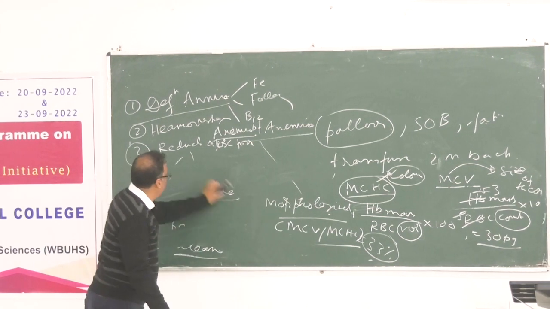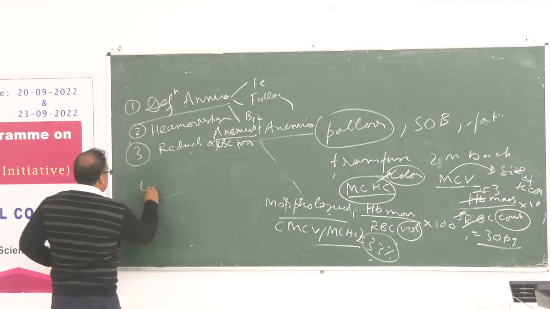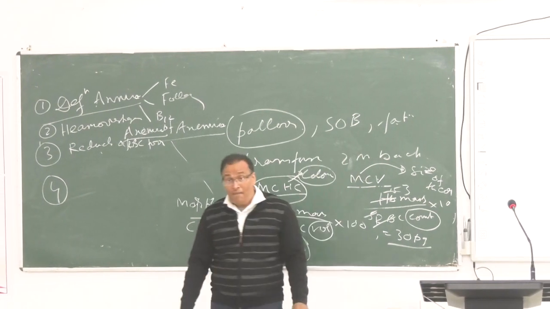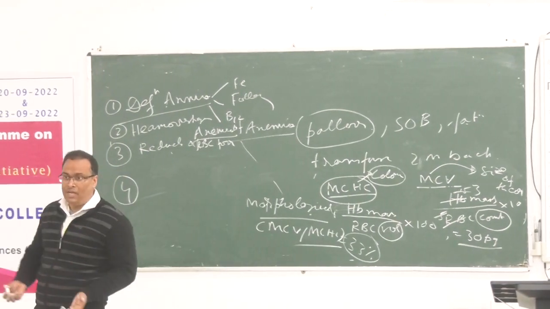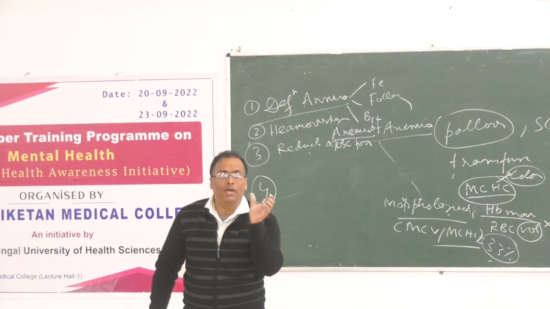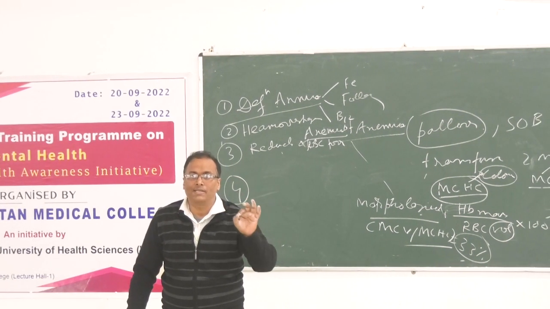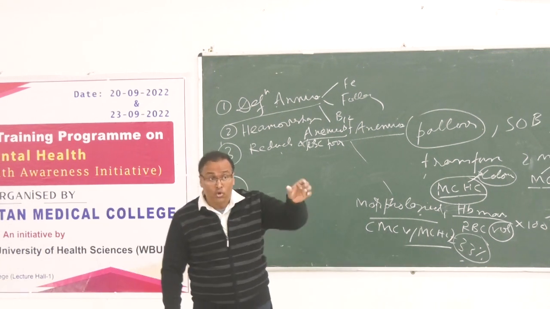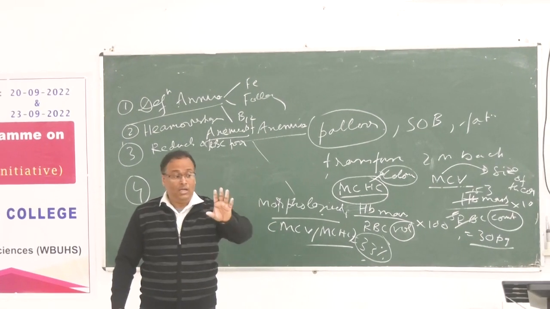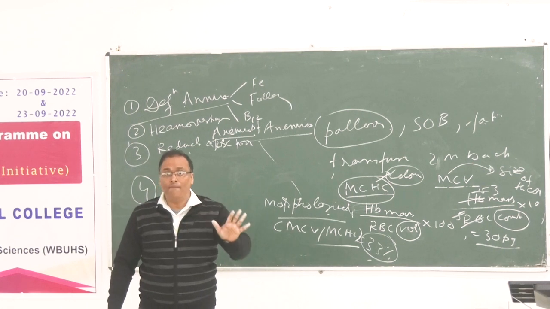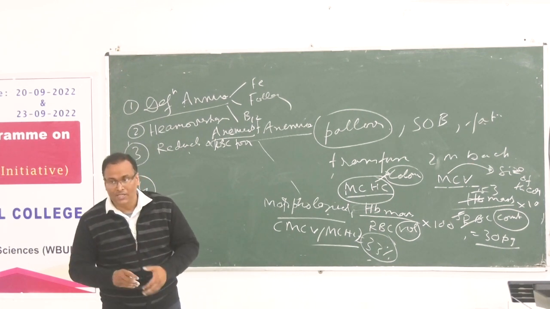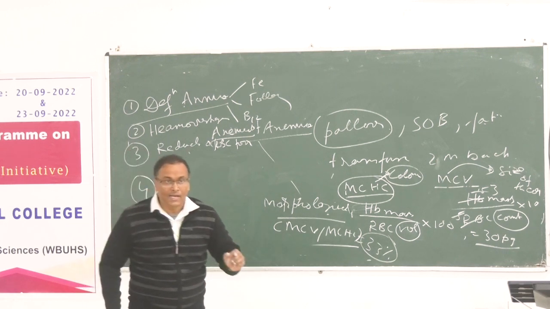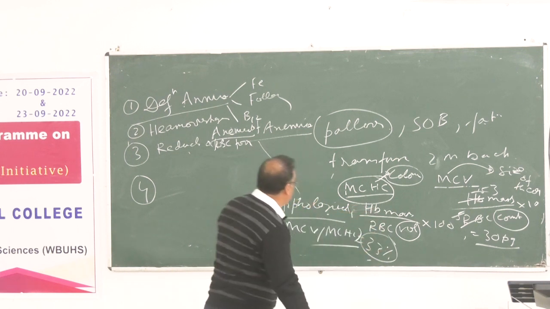Number four. Some genetic disorder may cause anemia. For example, a problem in the RBC cytoskeleton proteins: spectrin, ankyrin, band 3, band 2.1, band 4.2, 4.1. These are the cytoskeleton proteins. If any of these proteins is changed by a genetic mutation, that means hereditary spherocytosis, hereditary elliptocytosis, hereditary stomatocytosis.